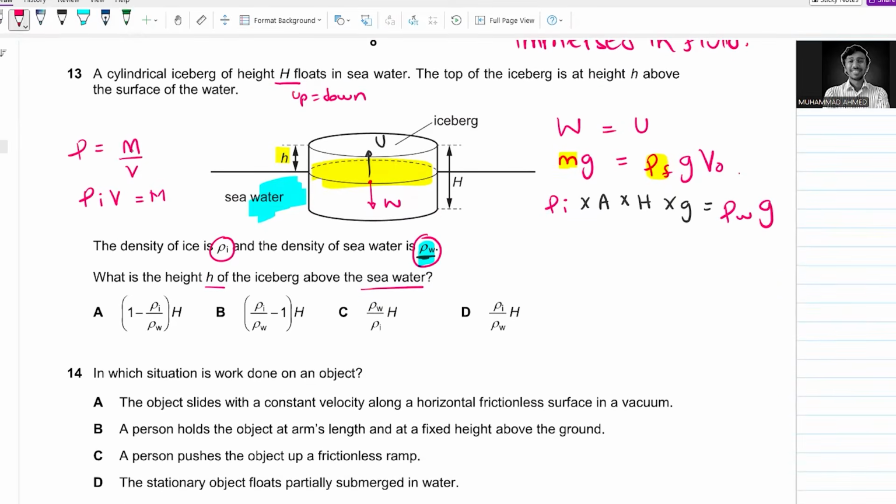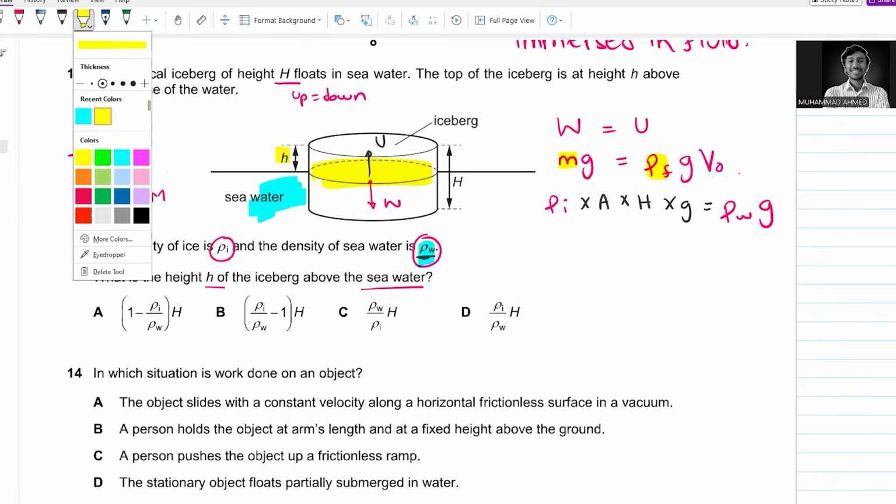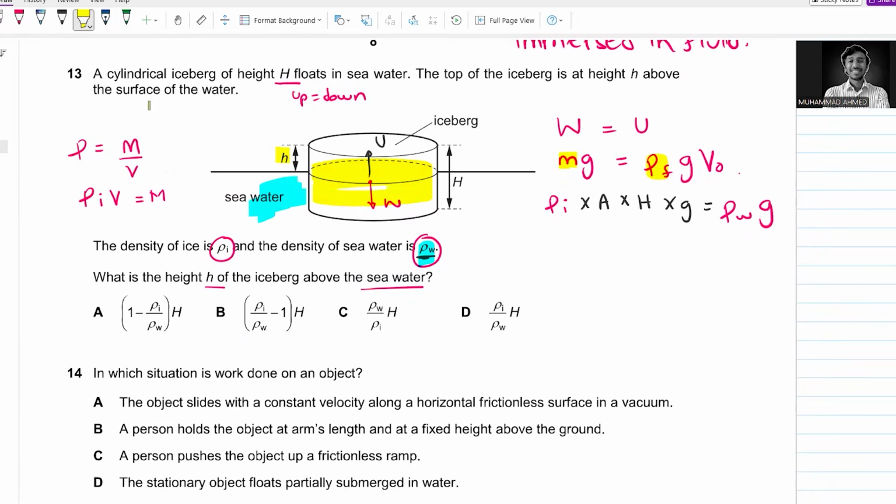हाँ, वेरी ईजिली. What is V naught? बेटा V नॉट क्या है? ये येलो हाईलाइटेड चीज. The volume that is immersed inside sea water या फिर लिक्विड. This is your V naught. How will you calculate this V naught? एरिया इनटू द हाइट दैट इज इमर्स्ड.